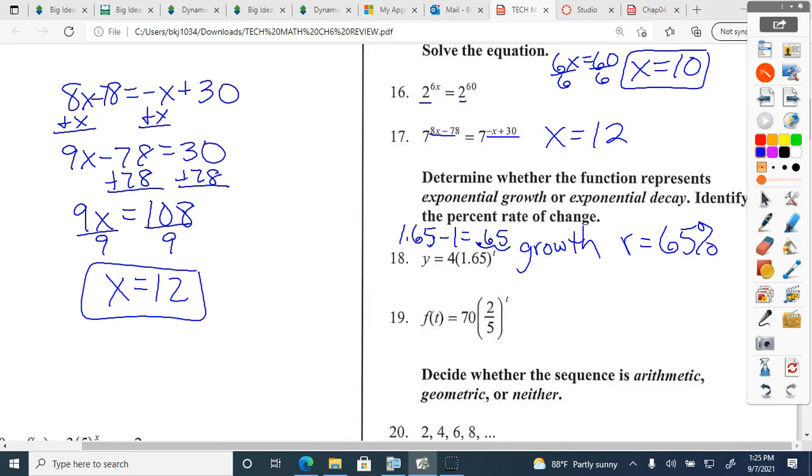Okay? Growth or decay on the 19. It is decay. 2/5 is less than 1. So we say 1 minus 2/5. We get 0.6. So that is 60%. Okay? And 18 and 19 are just like 11 and 12 were. So I snuck some more that were pretty easy. Everybody good on 19? Yes, sir. All right. Moving on.